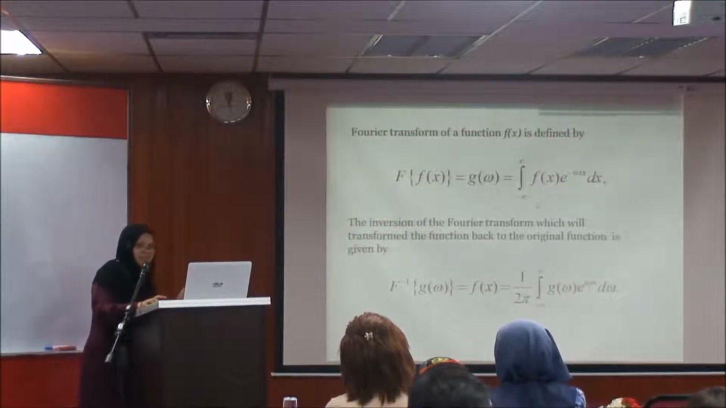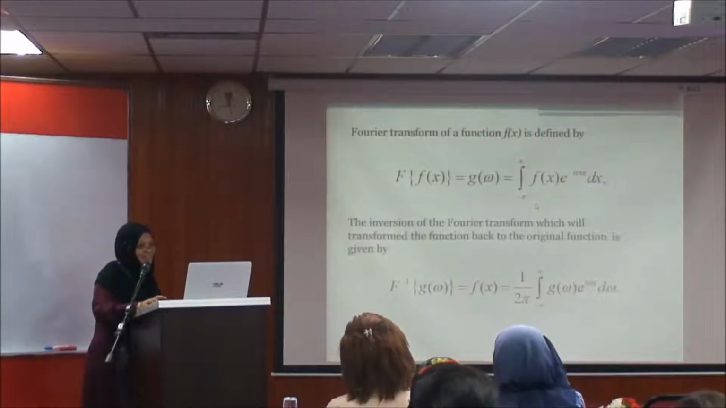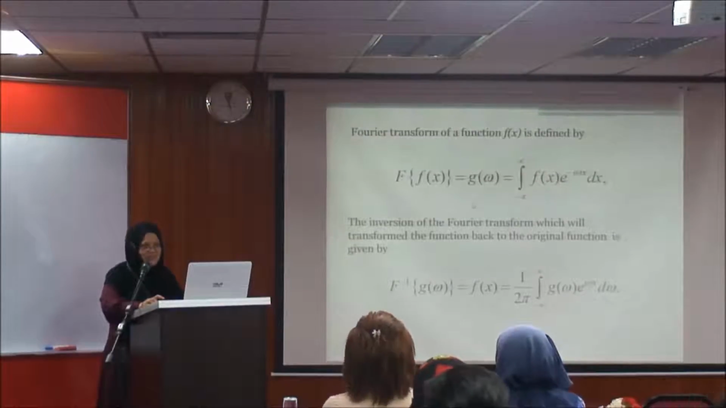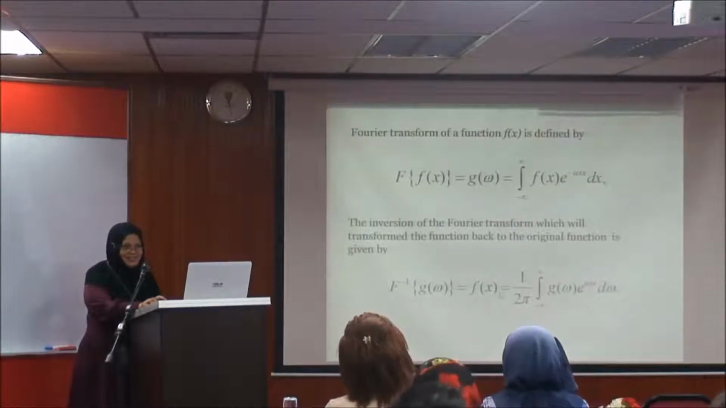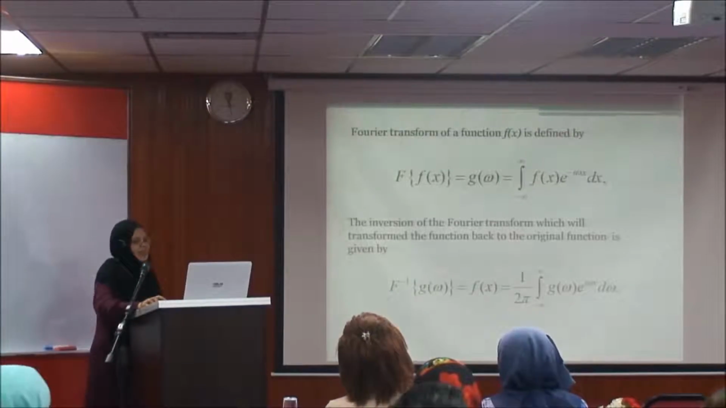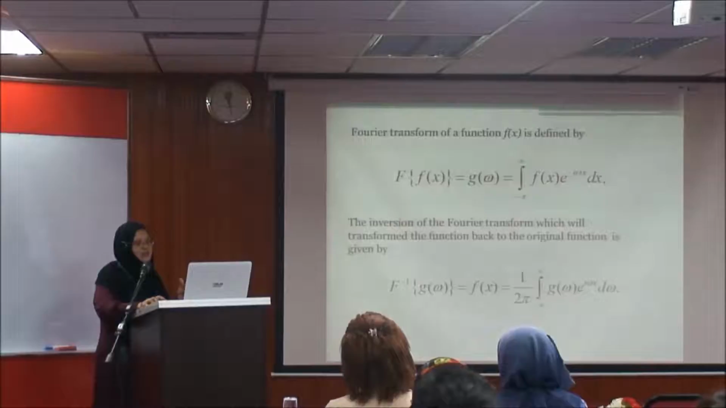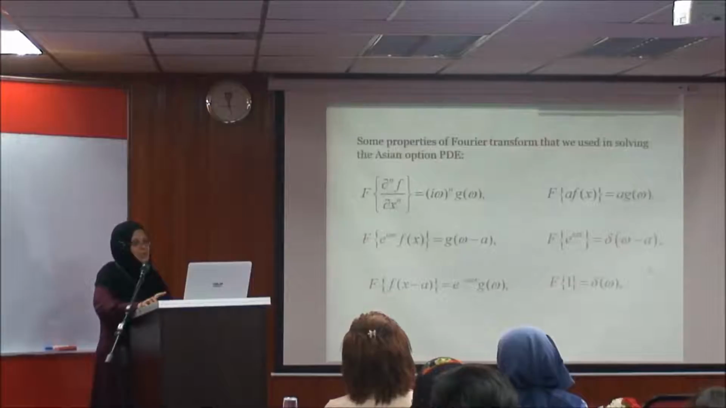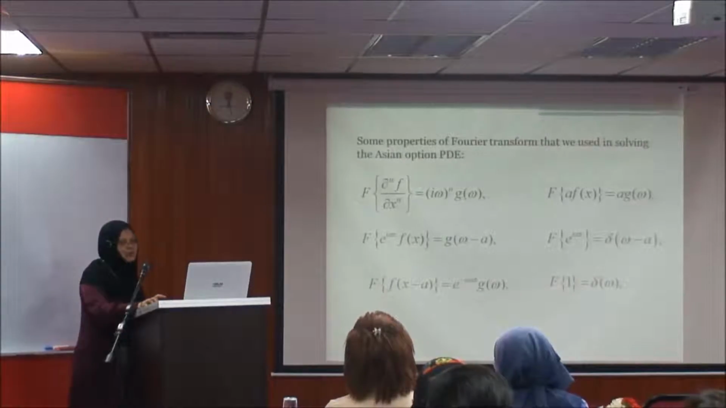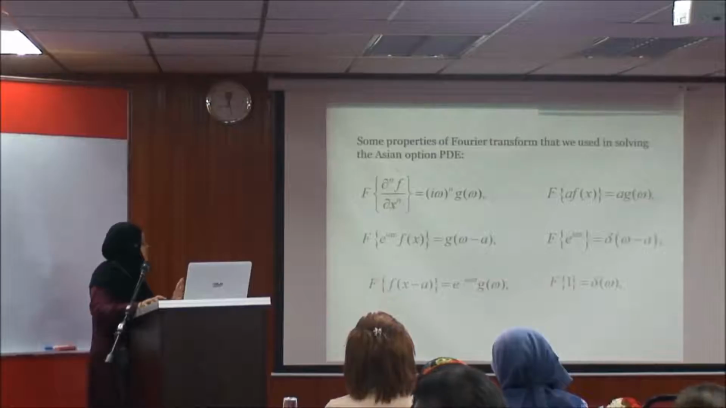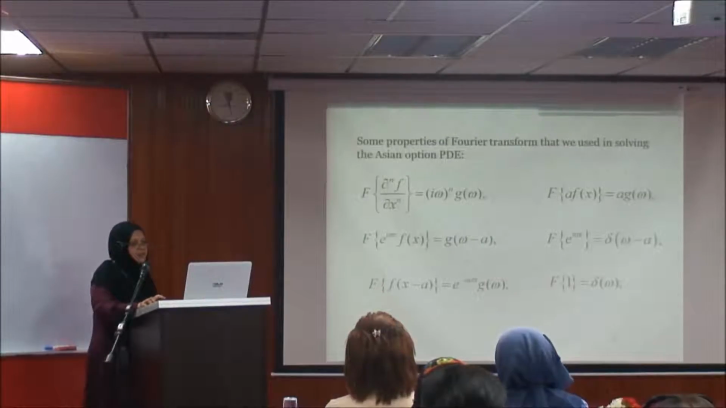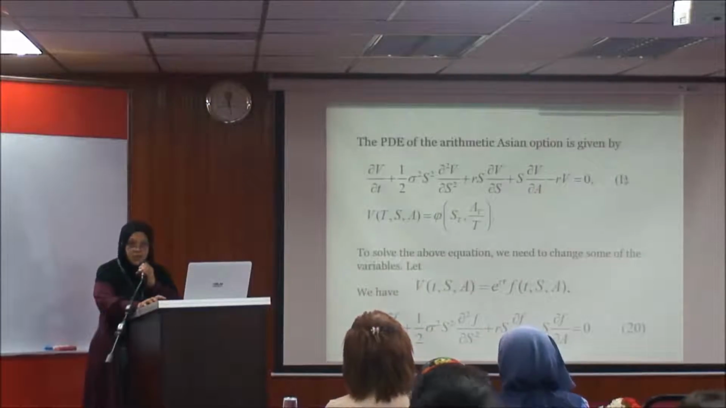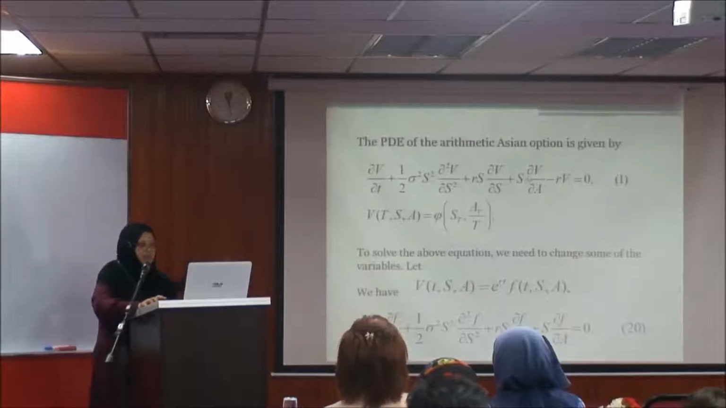Okay, everybody has seen this before? Yes. Am I right? So maybe this one is also in your final exam question for your first degree, right? So you have the inverse. Okay, this is your inverse. And we are going to need this in order to get back to our original function. Okay. So these are some of the properties of Fourier transform that we use for solving the Asian option PDE. Okay, again, we are going to use the first equation that I introduced earlier in the previous slides.